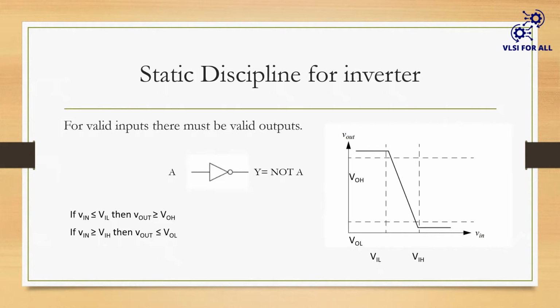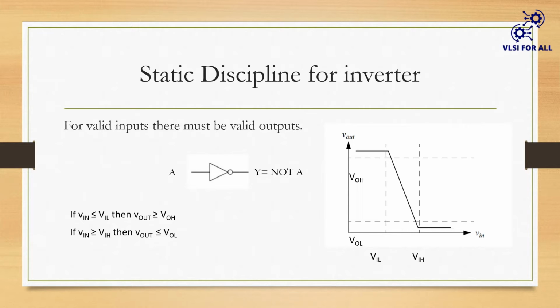Now, coming to the point, you see the inverter where input is A, output is not A. That means A bar, A complement. So if input is 0, output must be logic 1. If input is logic 1, output must be logic 0. That means if Vin is less than or equal to VIL, it could be considered as logic 0. Then output must be logic 1. Means if it is logic 1, the minimum value is VOH. Even it could be more than that.